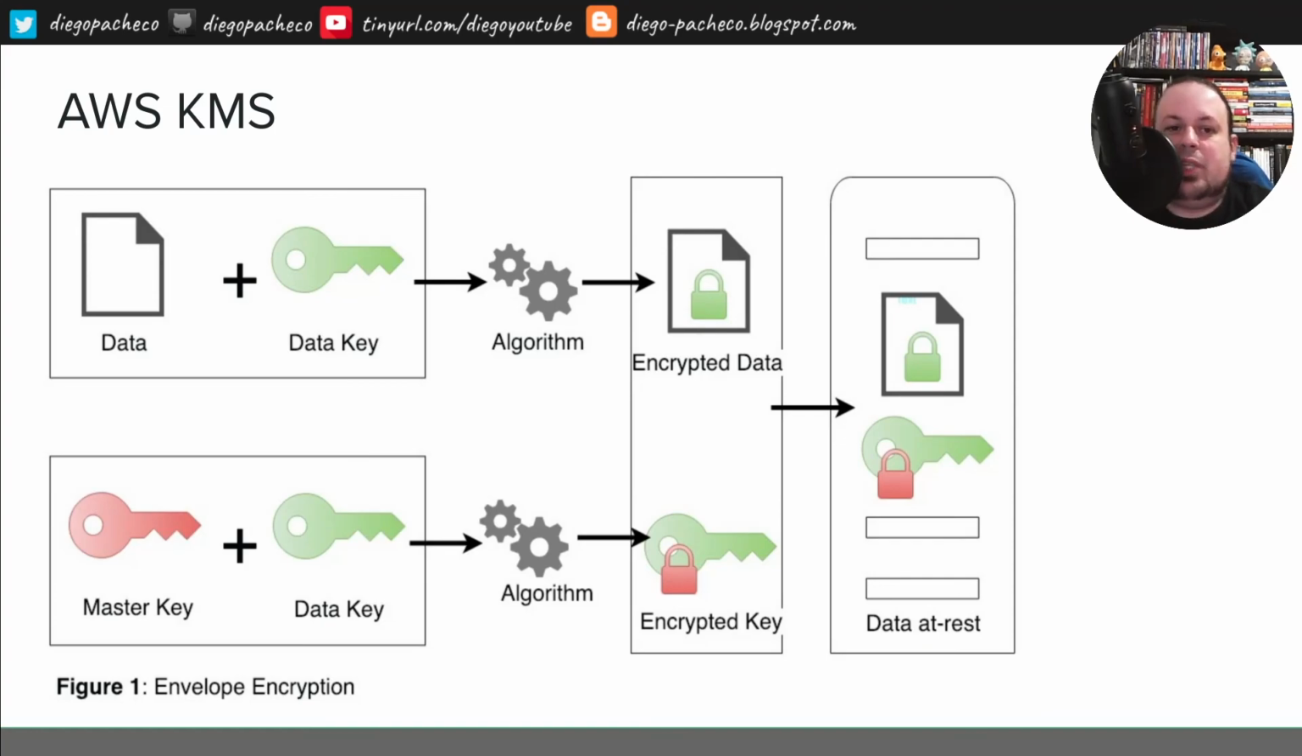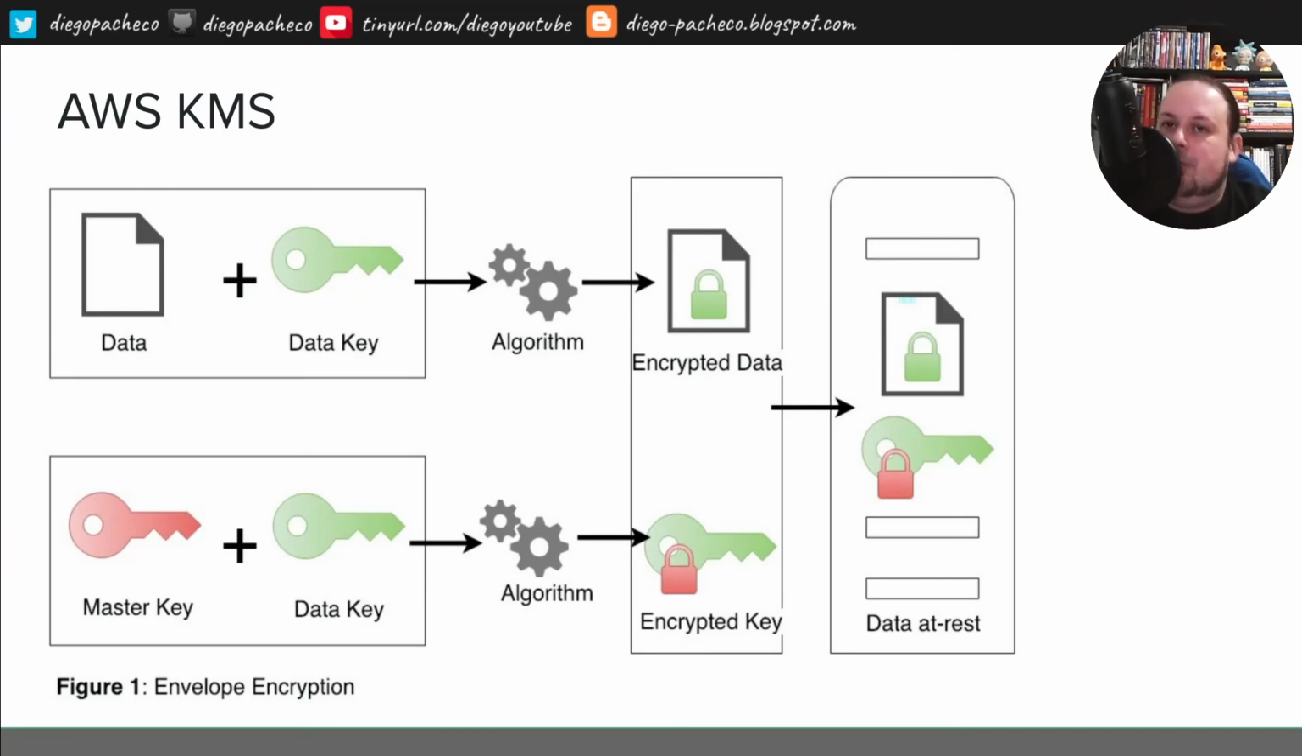Another way to see envelope encryption is like this. Your master key, the CMK, you use it with the data key in an algorithm. With the master key, you encrypt the data key, and you have the encrypted key. That's why we see the green key with the red padlock there. And then you use the data key on your data in an algorithm to encrypt your data. And then in your database, yes, you heard it right, I said in your database, you store both the encrypted data key and the encrypted data, the ciphertext, alongside your data.